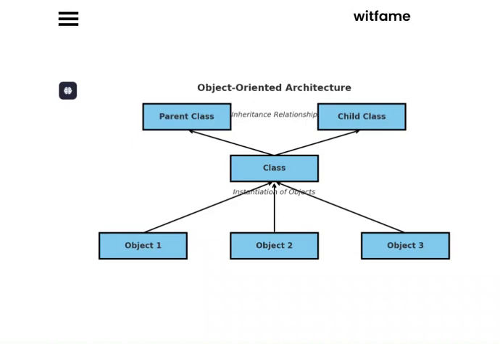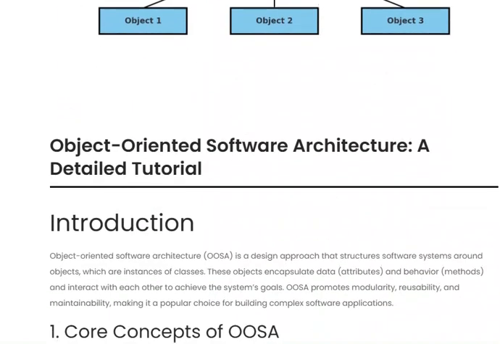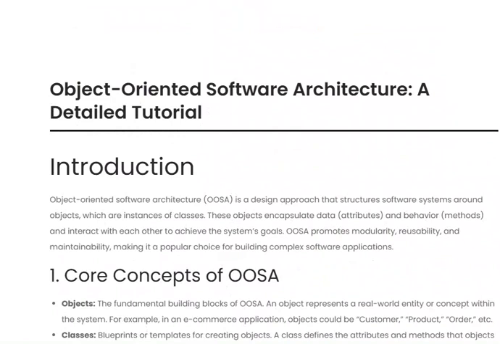Object-oriented software architecture, a detailed tutorial. This is a diagram of how object-oriented architecture works: parent, child, inheritance, polymorphism, etc. The tutorial name is Object-oriented software architecture.